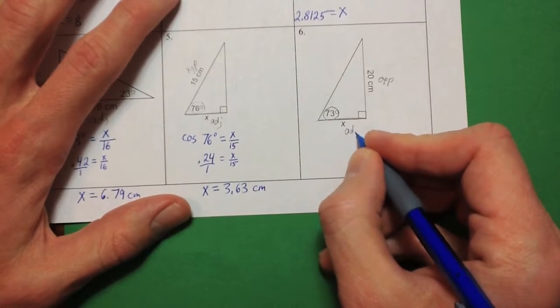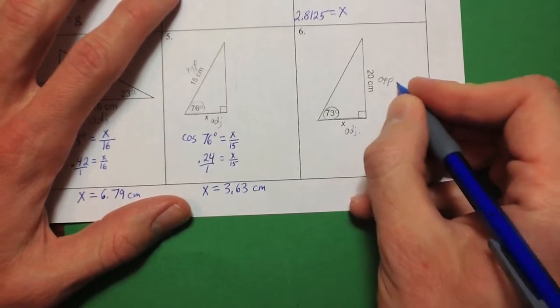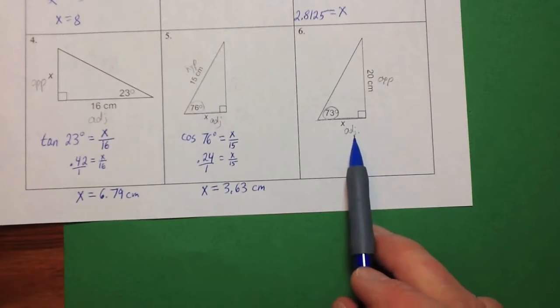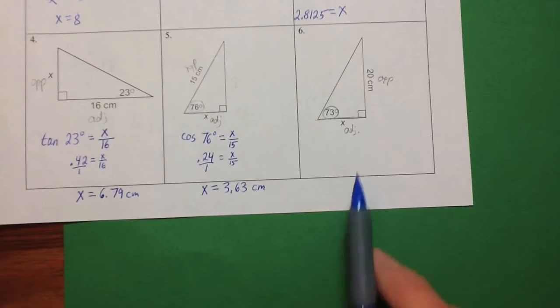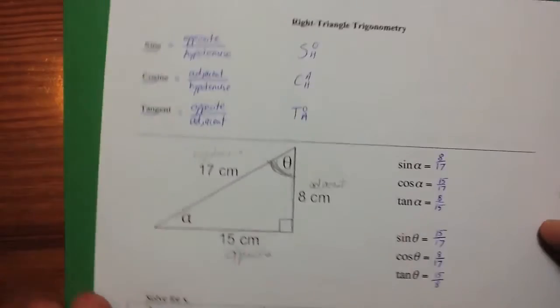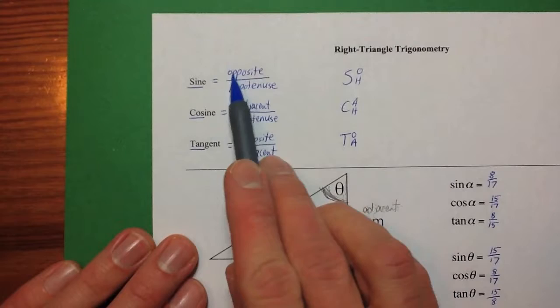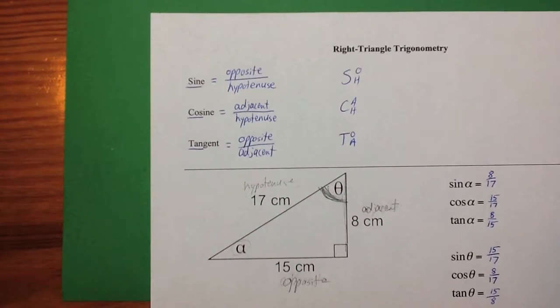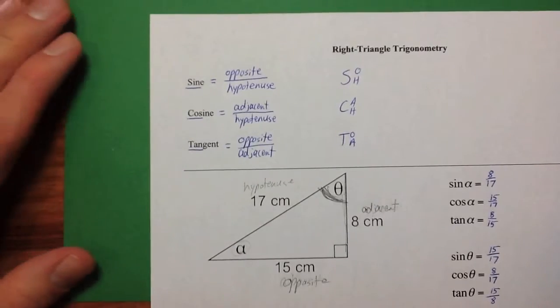So this is adjacent. So then we look at this and we say, well, if I have opposite and adjacent, what do I use? I'm looking for adjacent and opposite. Adjacent and opposite. I found it. It's tangent. Number 6 is a tangent problem.